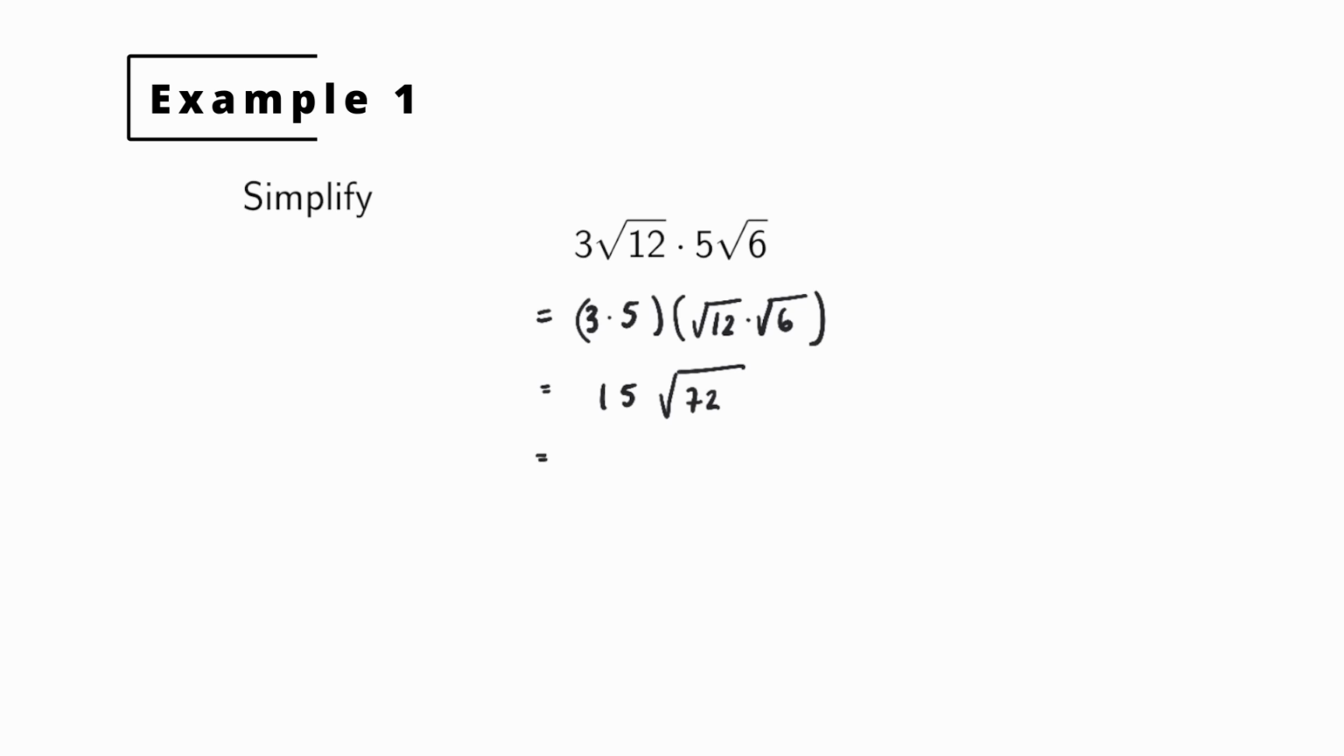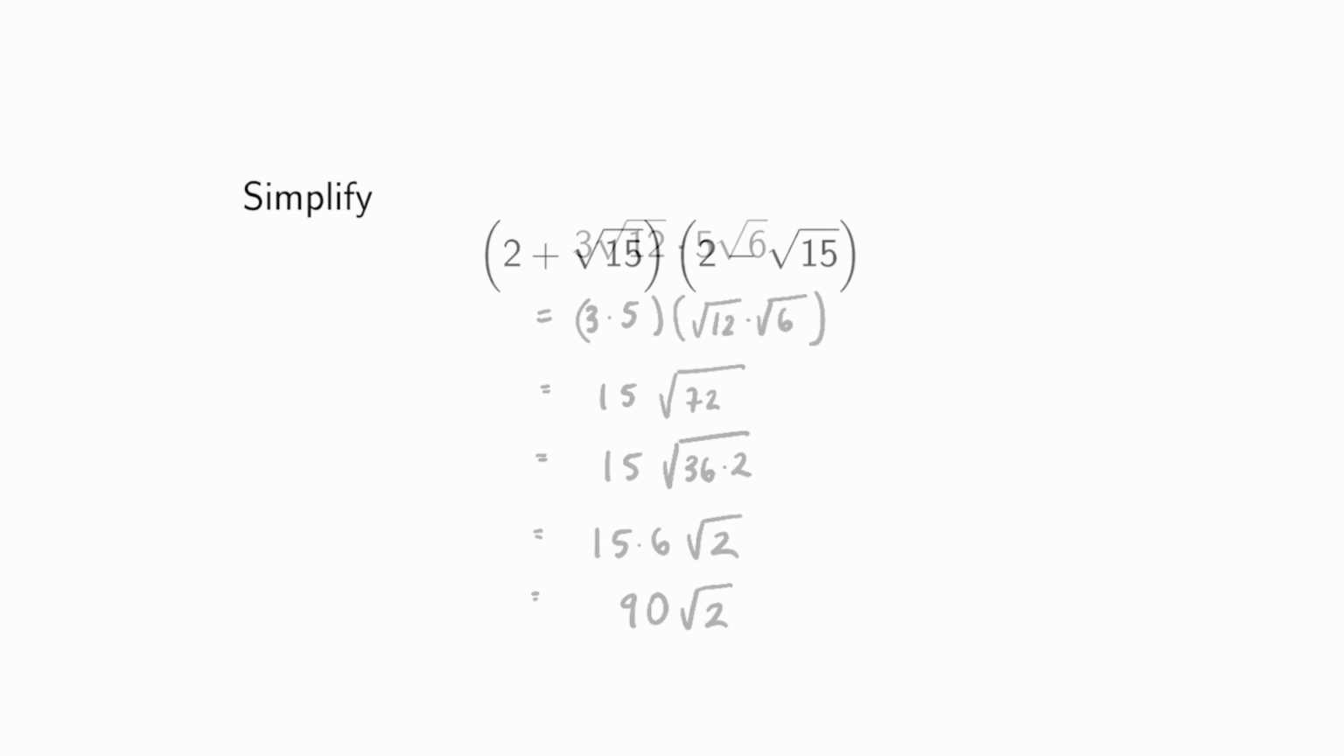So for 72, you want to find the perfect square factors of 72. That would be 36, the largest one. So we can write that as the square root of 36 times 2. So that will become 15 times the square root of 36, which is 6, times the square root of 2. And then 15 times 6 is 90 times the square root of 2.